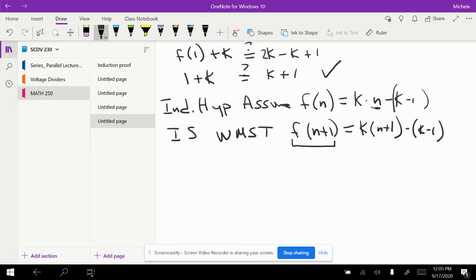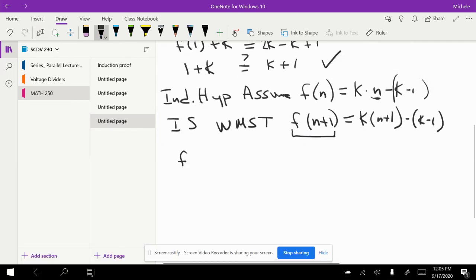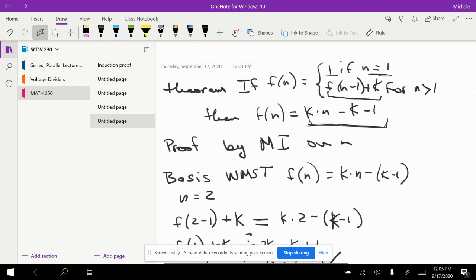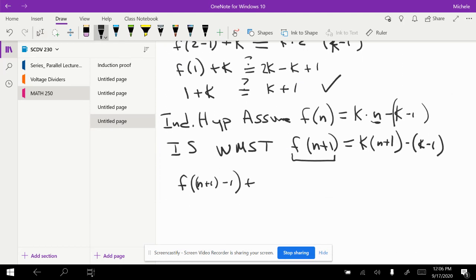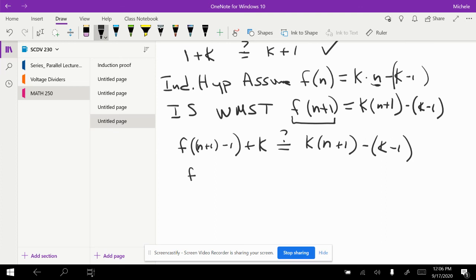So f of n minus 1. So I'm going to say n plus 1, right? I'm substituting in n plus 1 for n, and then minus 1, plus k. Does it equal k times n plus 1 minus k minus 1? So what is f of n plus 1 minus 1? Well, that's just f of n plus k. Does it equal k times n plus 1 minus k minus 1?